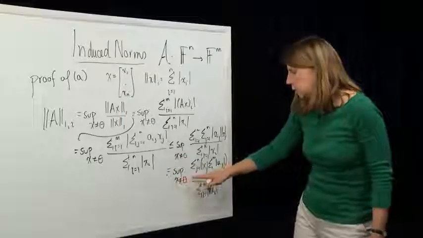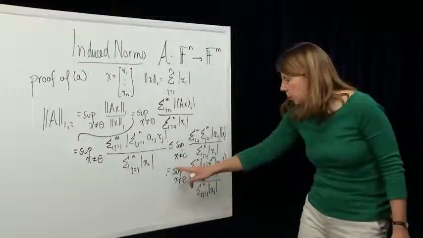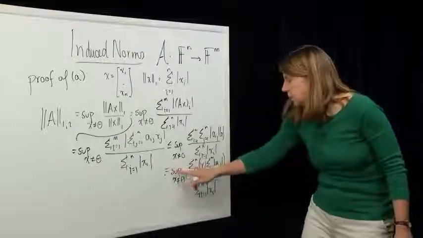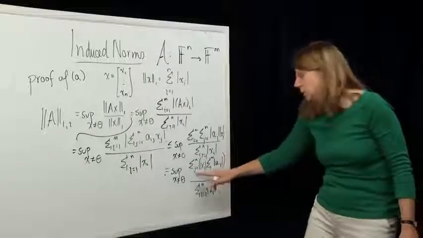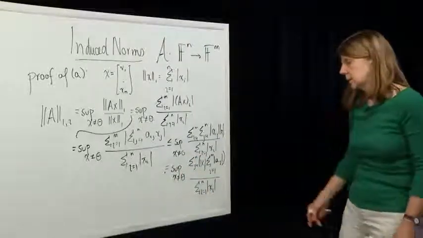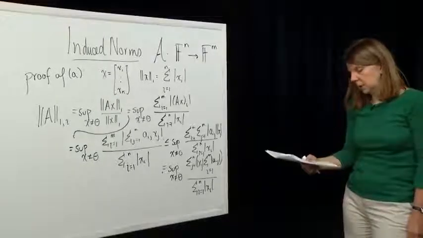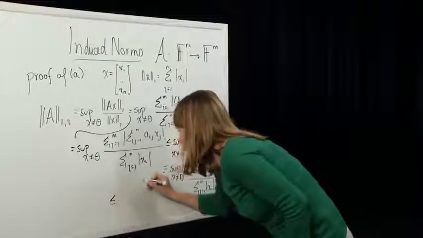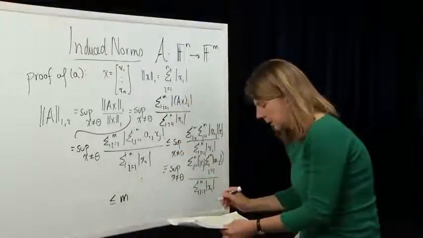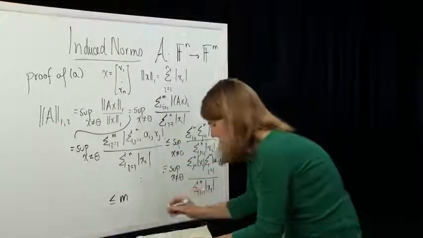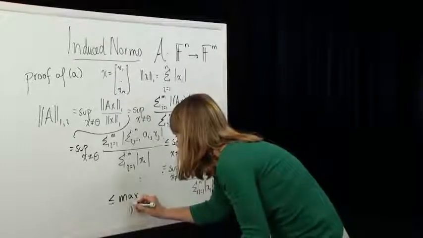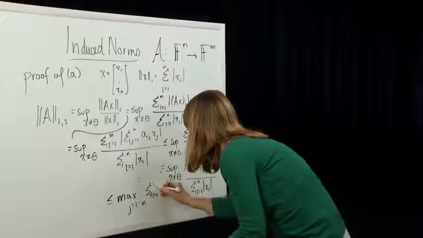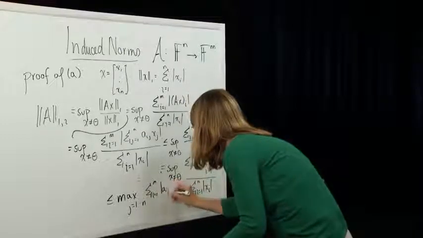We're ranging over all x in our domain such that those vectors x are not equal to 0, but we're trying to take the supremum of that expression. So choose the value of x which maximizes, or supremizes, that expression. For example, we can show that this is less than or equal to, and I'm skipping a couple of steps here, the max over the index j of the summation from i equals 1 to m of aij.